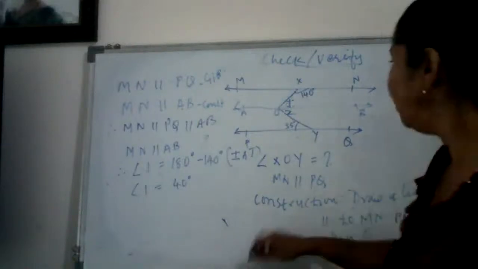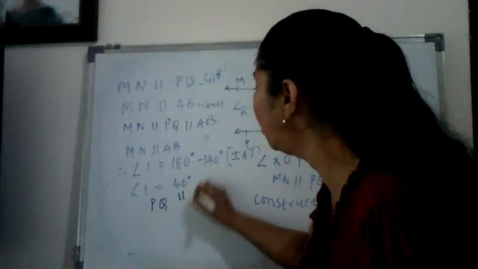Okay, and now look at these lines. AB is parallel to PQ. We already stated that all three lines are parallel to each other. So PQ is parallel to AB.